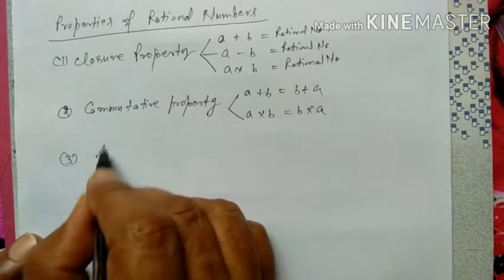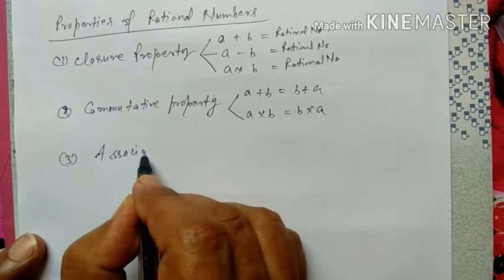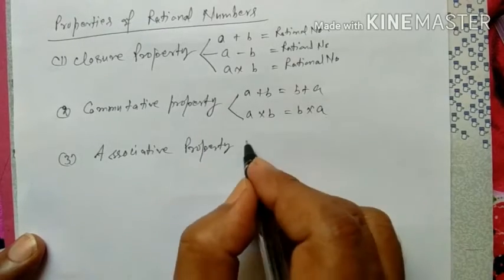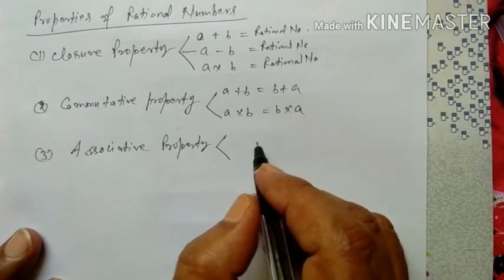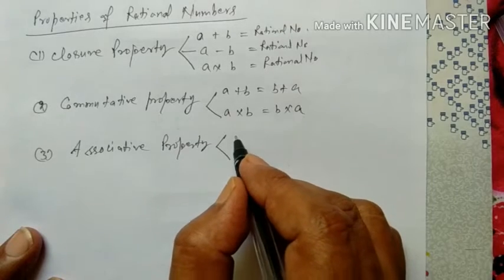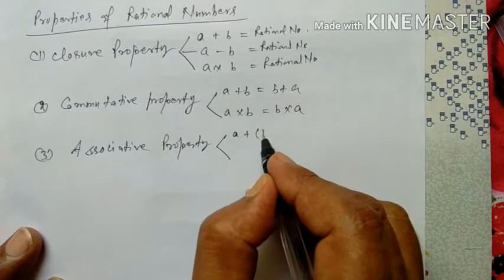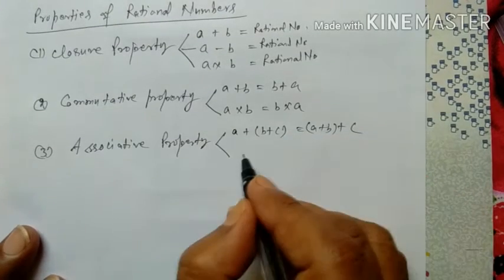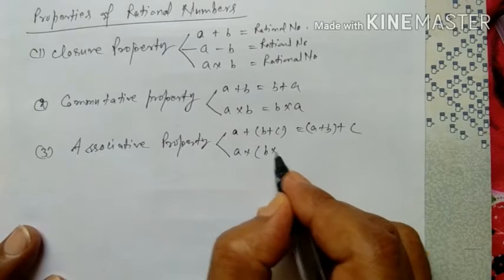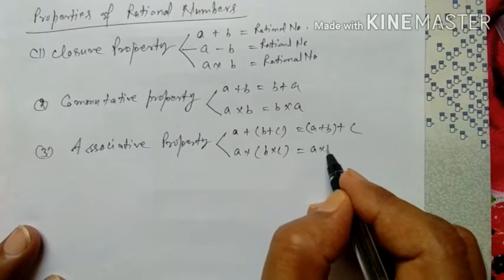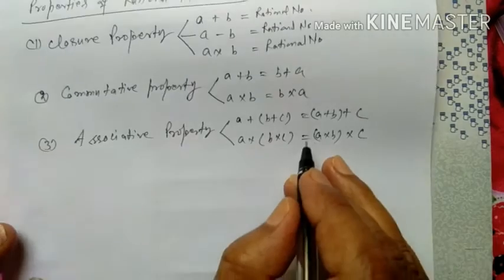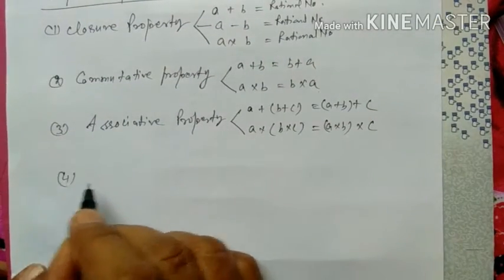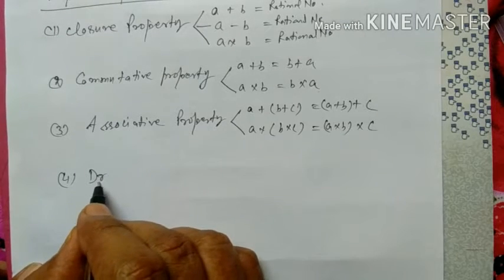Third is the associative property. This is also satisfied for addition and multiplication. (a plus b) plus c equals a plus (b plus c), and (a into b) into c equals a into (b into c). And fourth is the distributive property.